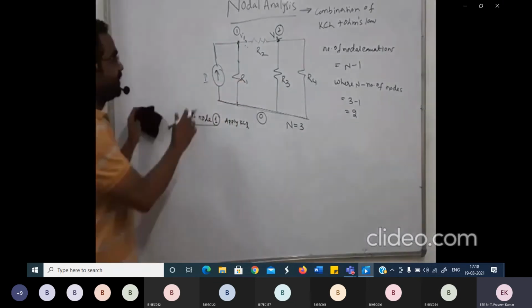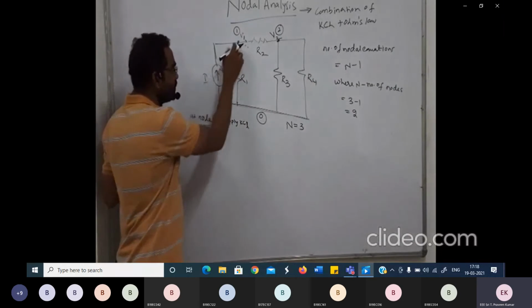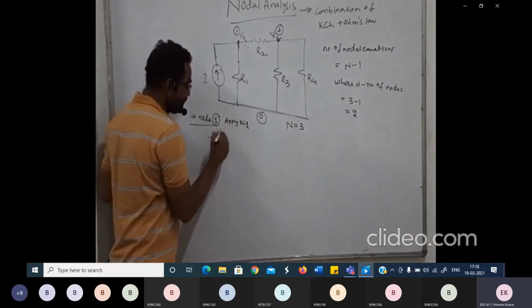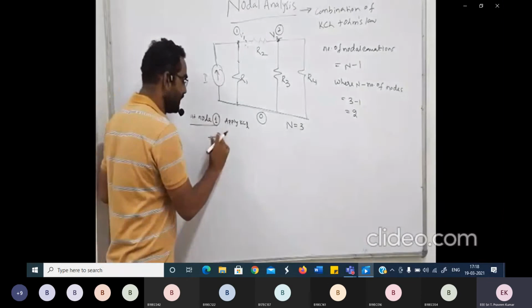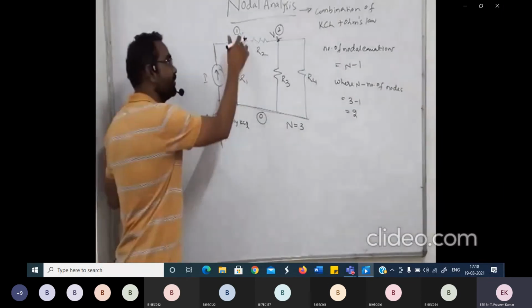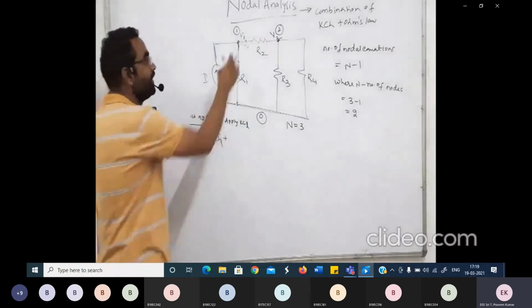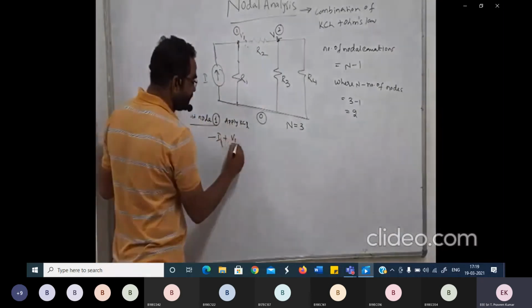Now this is your source current. If you look at this, I apply the KCL at this node. Now because this is a current towards the node, I say minus I, plus, because current always flows from higher potential to lower potential, the current flowing through the first element R1 is nothing but V1 by R1.